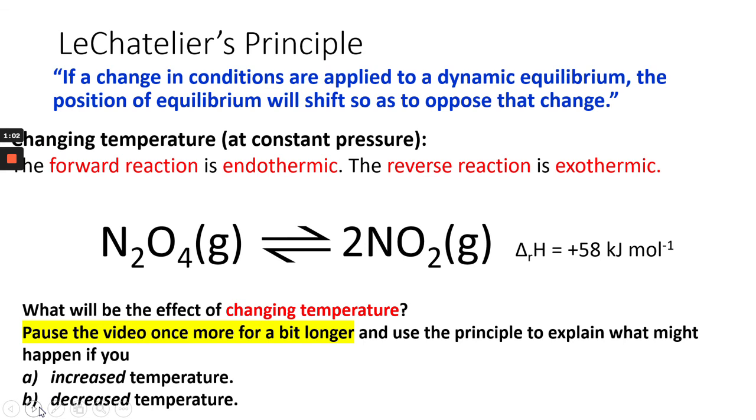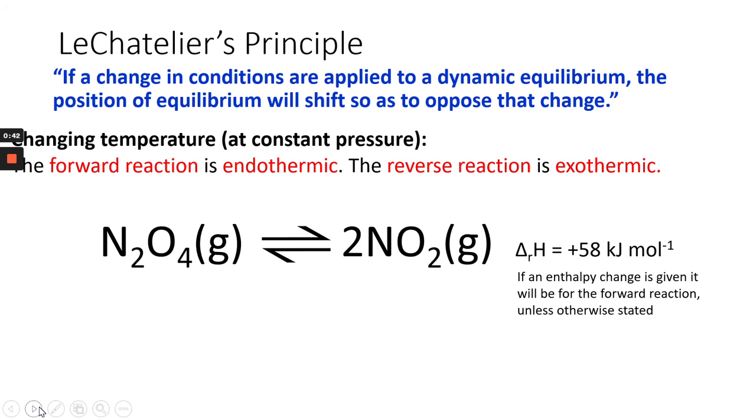So now let's have a think about temperature. Forward reaction is endothermic. We know this because the delta H value refers to the forward reaction unless otherwise stated. So the reverse reaction is exothermic. So pause it again for a bit longer to see if you can work out what's going to happen with these two changes, increased and decreased temperature.